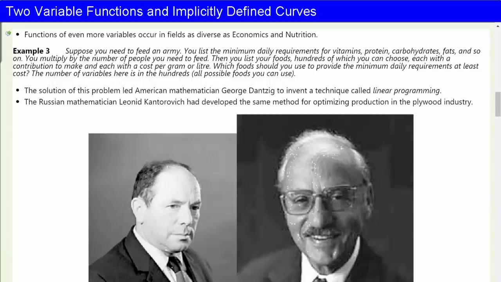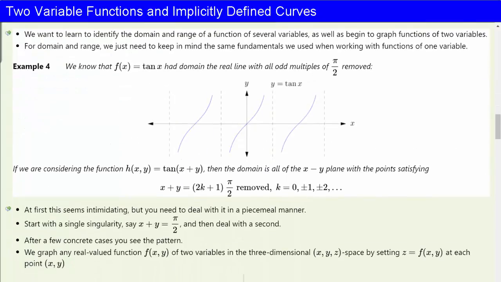Around 1947, the solution of this problem led the American mathematician George Dantzig to invent a technique called linear programming. In fact, the Russian mathematician Leonid Kantorovich had developed the same method in 1939 for optimizing production in the Russian plywood industry. In 1975, Kantorovich received the Nobel Prize in Economics for his work. At this stage, we just want to learn to identify the domain and range of a function of several variables, and we want to begin to graph functions of two variables.